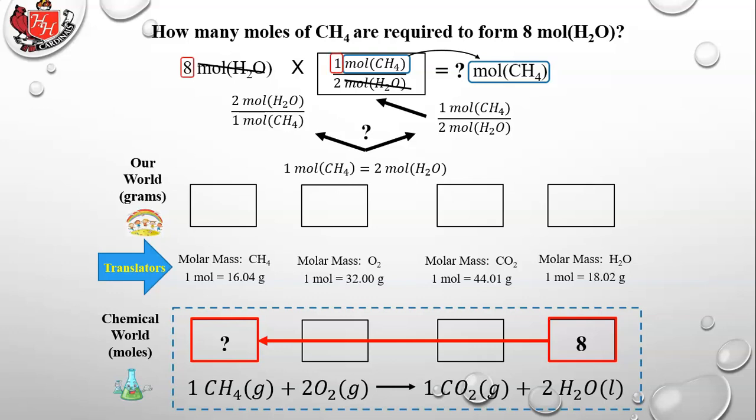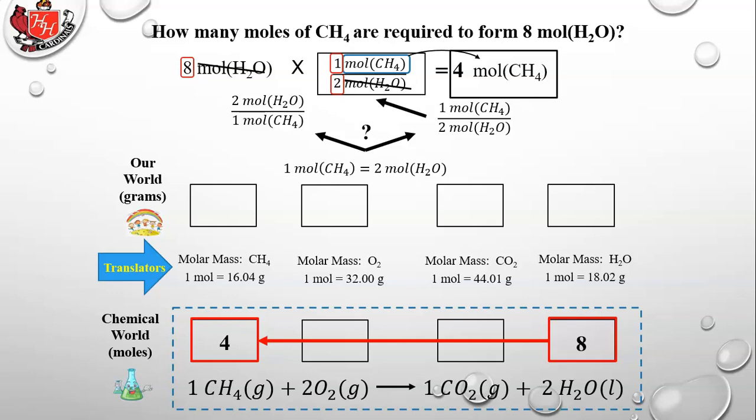So the 8 times 1 right there is 8. And then you divide by 2, and that's going to give you 4. So, in other words, in order to get 8 moles of water, you need 4 moles of CH4. And if we want, we can go ahead in our graphic organizer below, and we can draw that in right there. So you see it appeared in that red box down at the bottom.